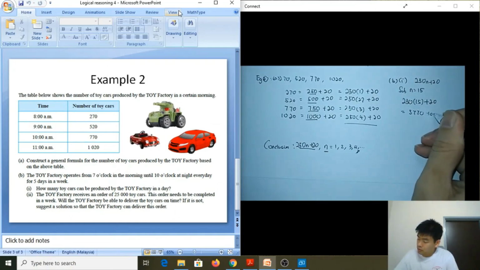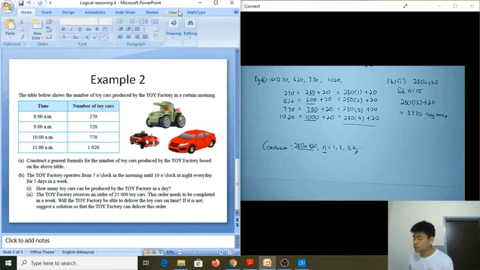3,770 toy cars. So this is the answer for B1. So for a day, right? In one day, 3,770 toy cars will be produced. Now let's take a look at B2.